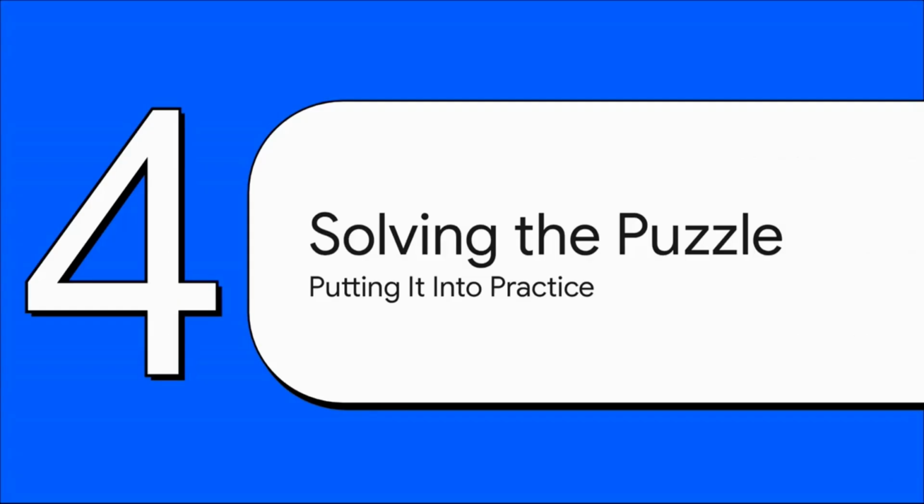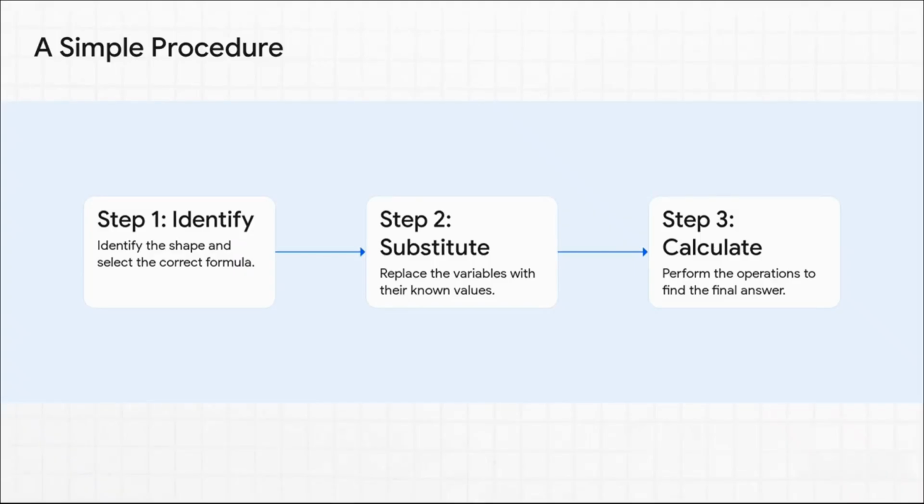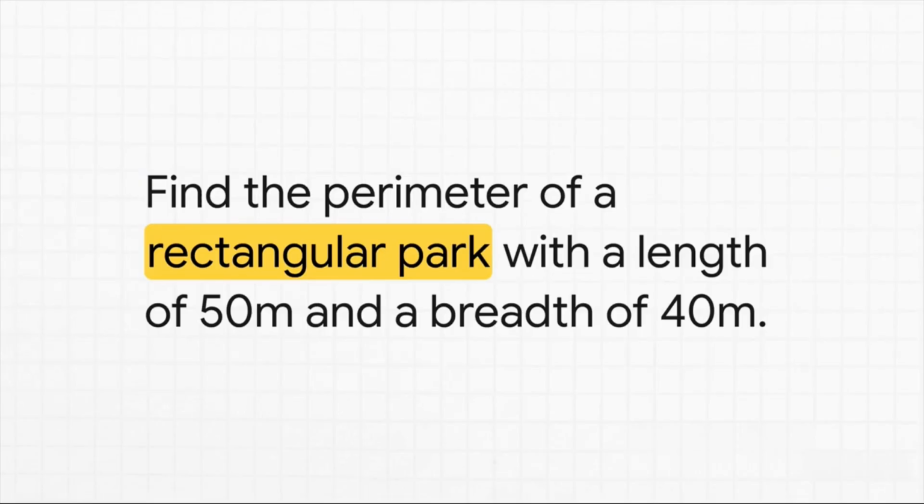All right, so we've got our toolkit packed with formulas. Now what? Let's actually put them to work. How do we use these things to solve a real-world problem? It's actually a really simple 3-step process. Seriously. First, you identify the shape and grab the correct formula from your toolkit. Second, you substitute. That's just a fancy way of saying you plug in the numbers you already know. And third, you calculate to get the final answer. So remember that. Identify, substitute, calculate. That's the key.